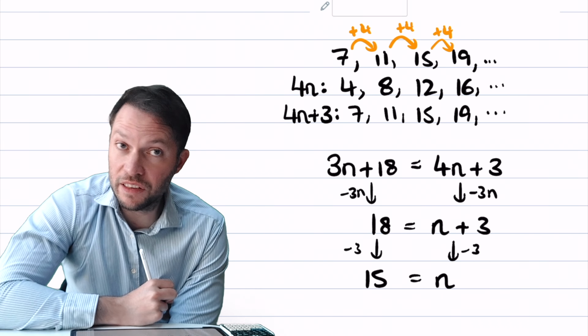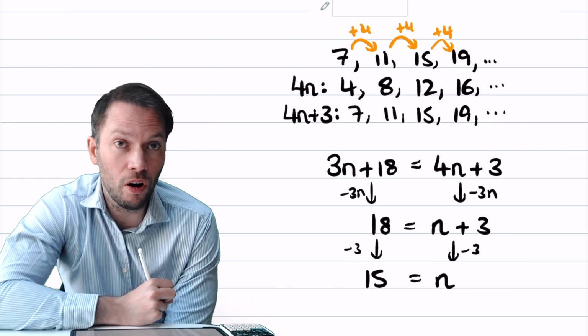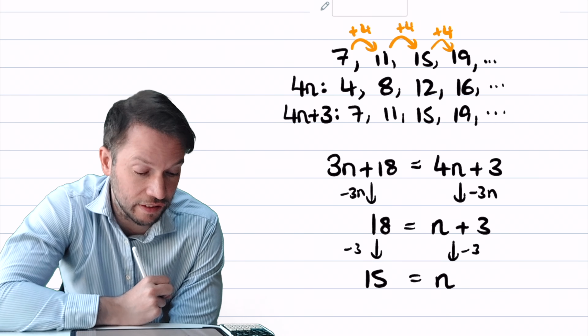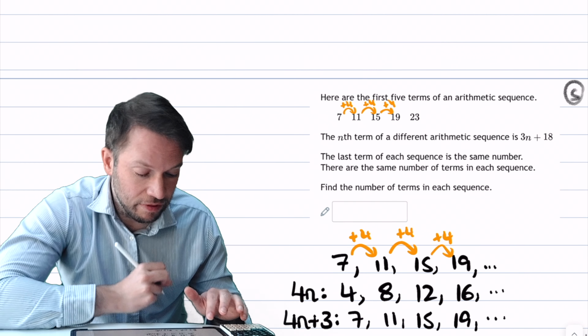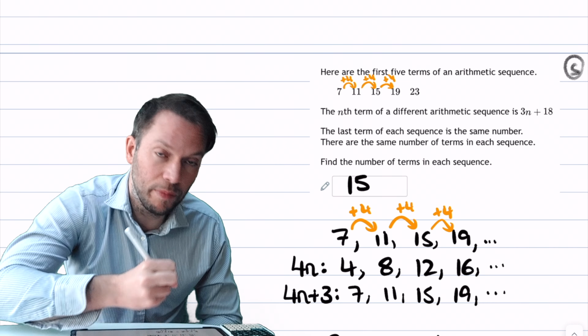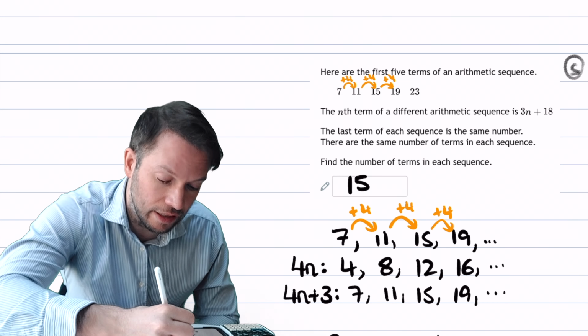So n is 15, so that's basically saying the 15th term of each of those sequences is the same. And that is the number of terms in each sequence is 15, because the last term, the 15th term, is the same. And that is the final answer.